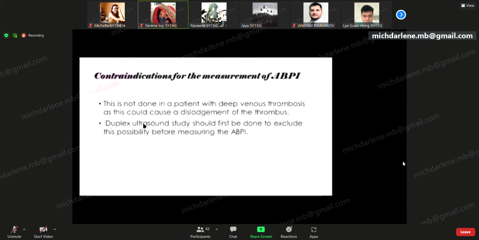Contraindications for the measurement of ankle brachial index. This is not done in a patient with deep venous thrombosis, as this could cause a dislodgement of the thrombus. A duplex ultrasound study should first be done to exclude this possibility before measuring the ankle brachial index.